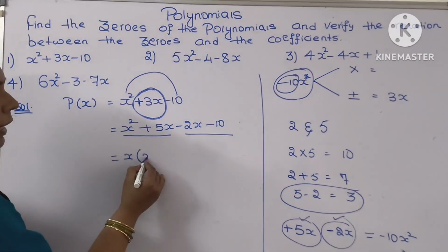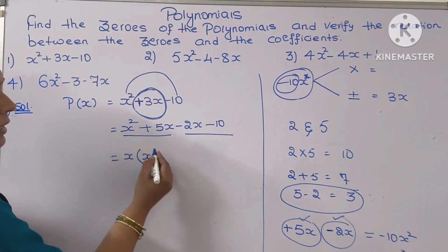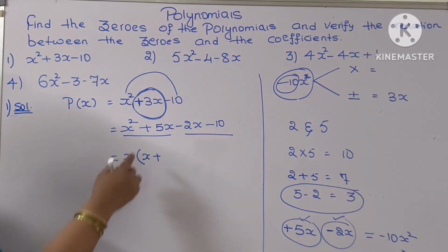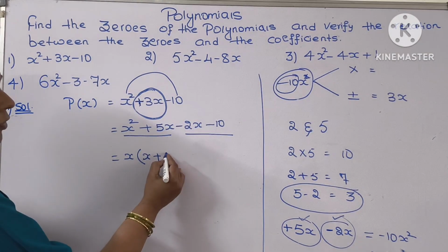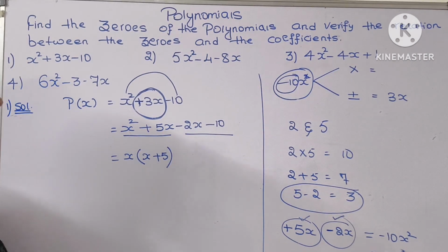What is left over? It is x, and then whatever is the sign in between, keep the same sign. And then what is left over? If I take x from 5x, 5 is left over. Right? 5, close the bracket.